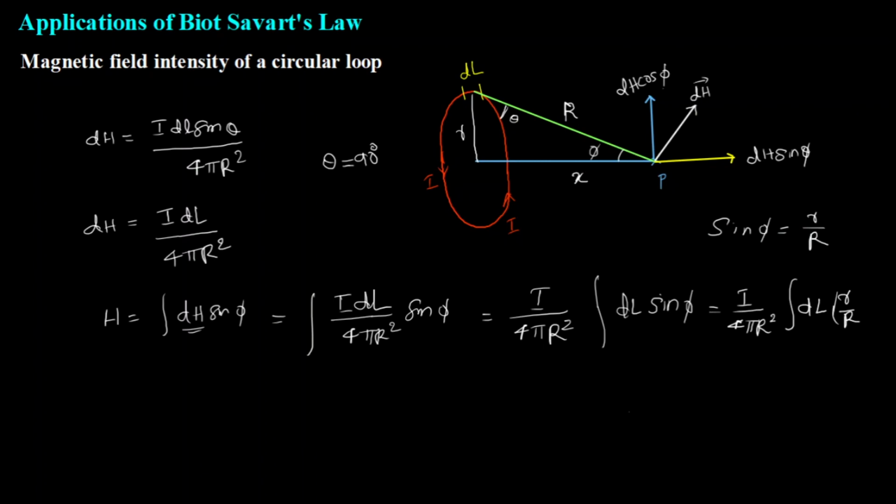Again, as I told you, this point P is constant, it is not going to change its position. This x will be constant, obviously this R will be constant, as well as the radius of the circular loop, which is also not changing during the course of derivation, because this is a fixed circular loop. So this r by R is also constant, so I can take it outside of the integral. So H equals r I divided by 4 pi R cube, times integral of dl.